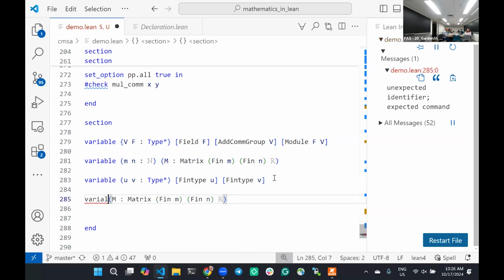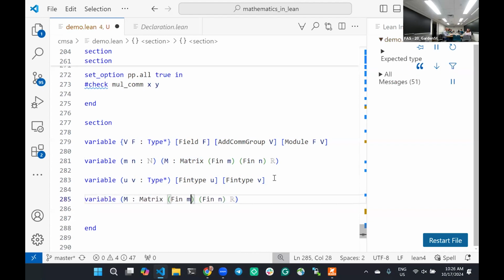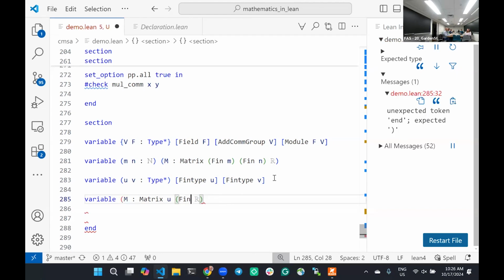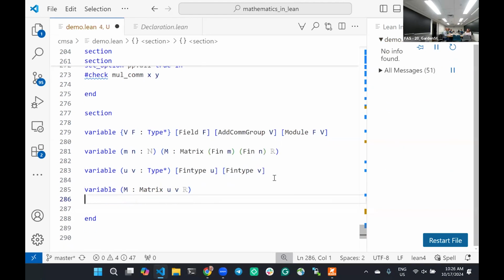is variable, is just to say that M is a U V matrix, right? It's a matrix indexed by U and V. And if you look at matrix composition, it'll do exactly that. It'll say, given any Fintypes U, V, and W, and a U by V matrix and a V by W matrix, you give it the U by W multiplication, and so on. And so a lot of the challenge of even just learning to state things is just understanding the idioms.